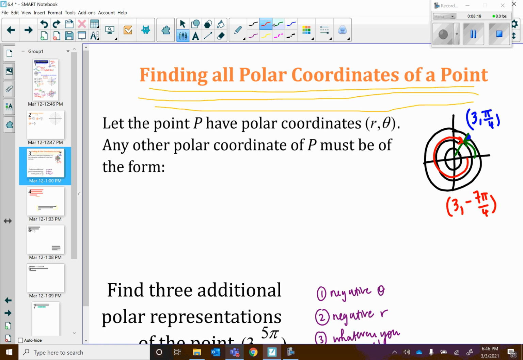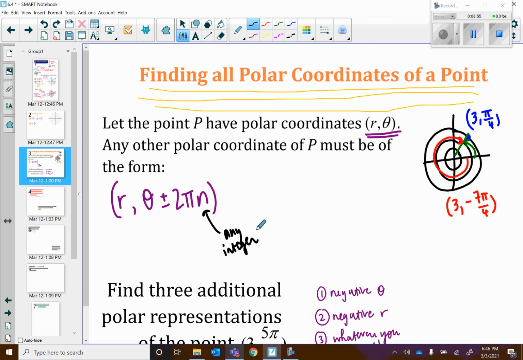Or we just talked about the negative radius. What would it look like to have a negative radius? So let's think about this. Let point P have the polar coordinates r comma theta. Then any other polar coordinate of P must be of the form, well, let's start with this first idea. We could make it r, same r, and then we could take that angle measure and add or subtract 2 pi n, where n is any integer.